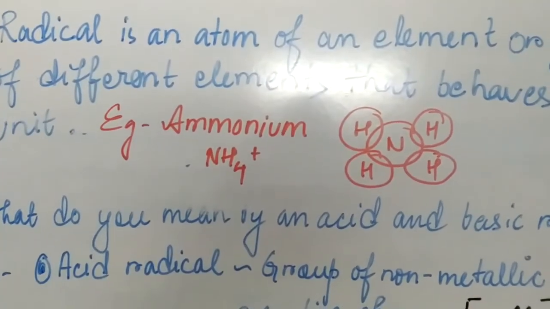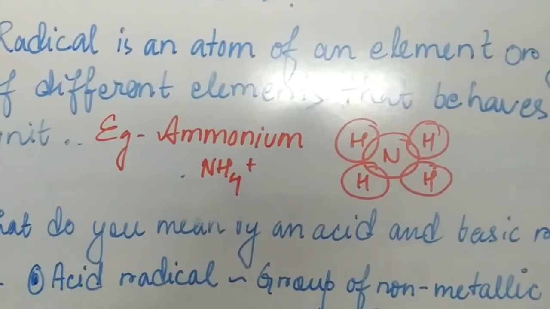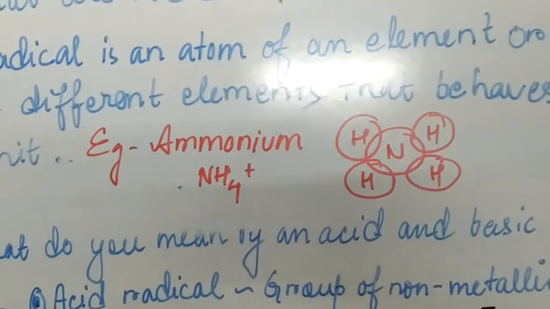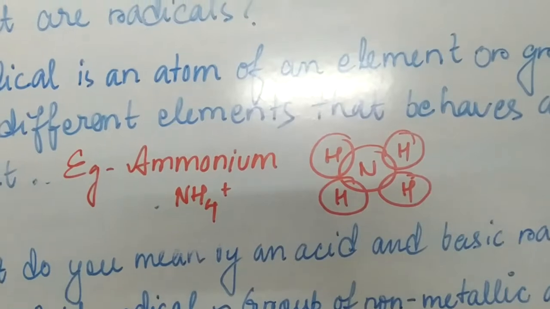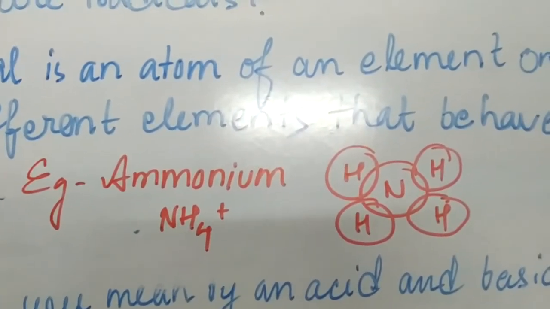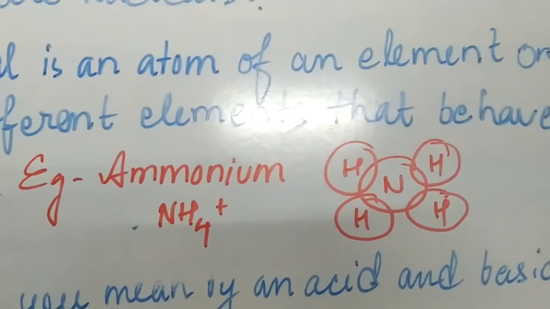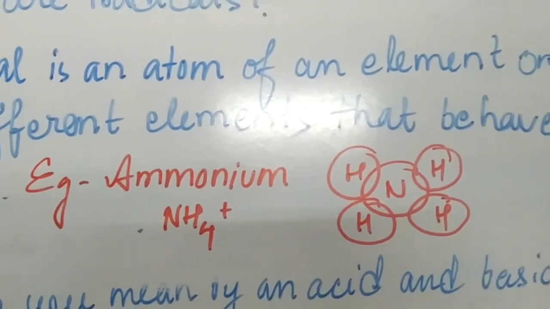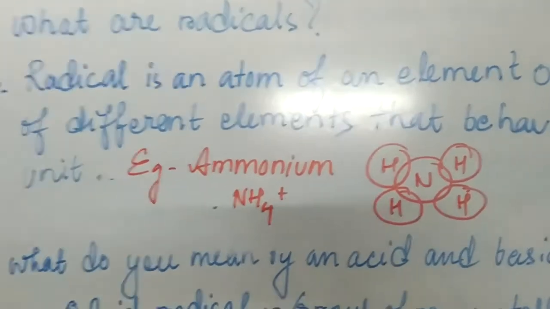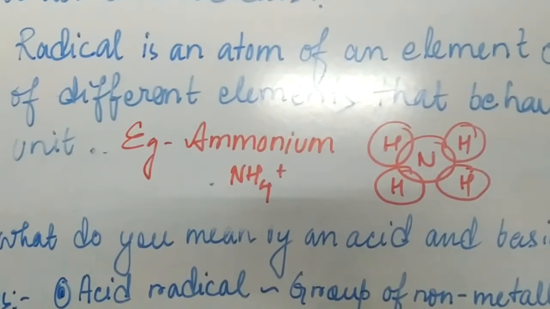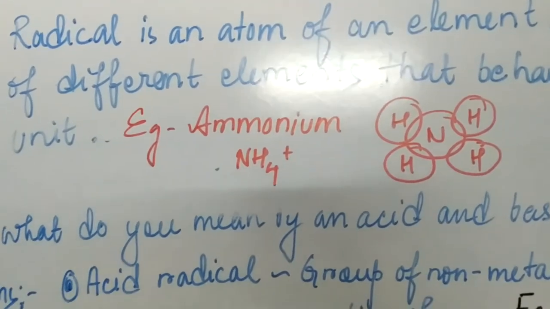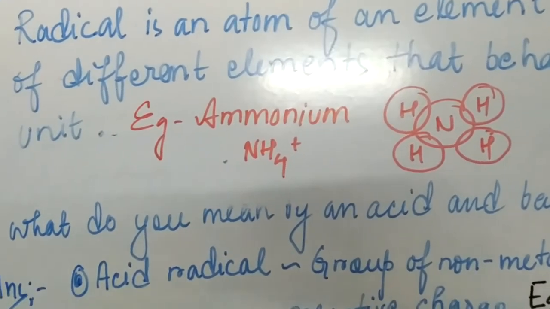Okay, like ammonium has its own characteristic properties, its own physical properties, and generally it is formed due to dissolving of ammonia in water. Okay, the detailed process is not required in this primary stage, but remember that radicals are nothing but an atom of an element or a group of atoms together which behave as a single unit.